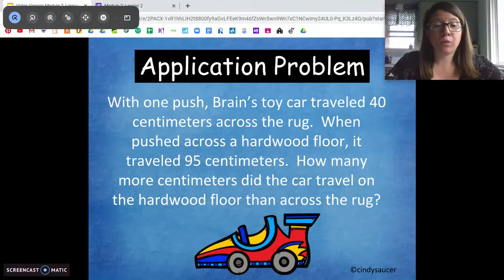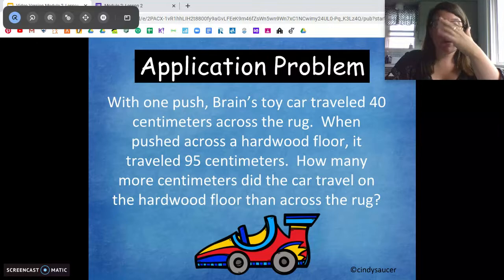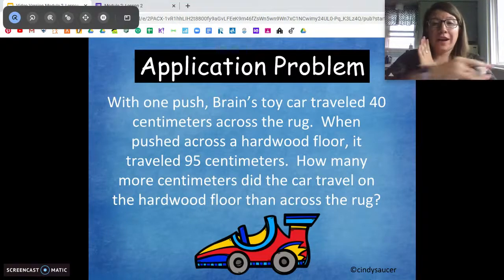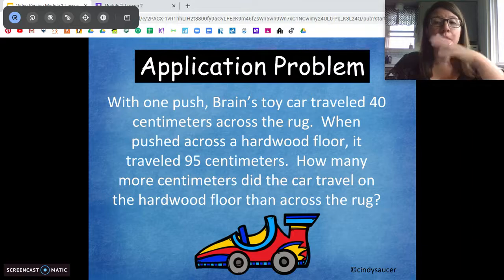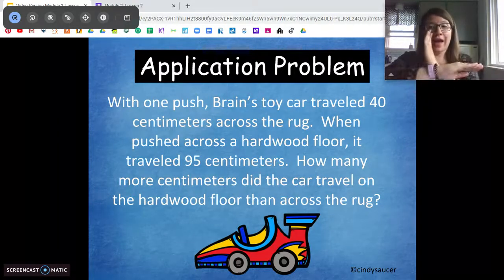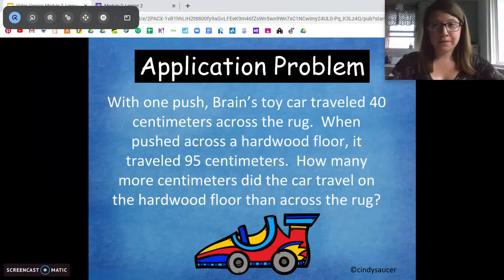Now, before we start writing numbers down, I want us to figure out whether we are adding or subtracting. Talk with somebody at home, pause the video, talk with somebody at home about why we're either going to add or why we're going to subtract.